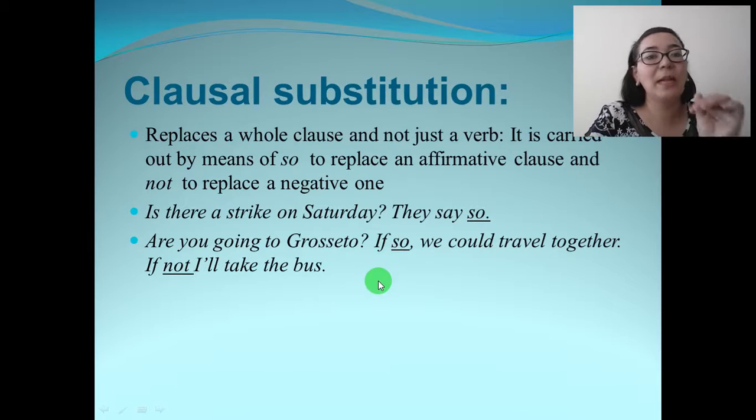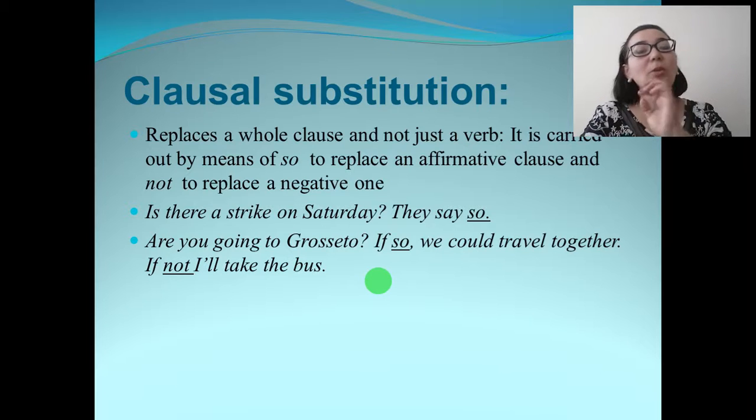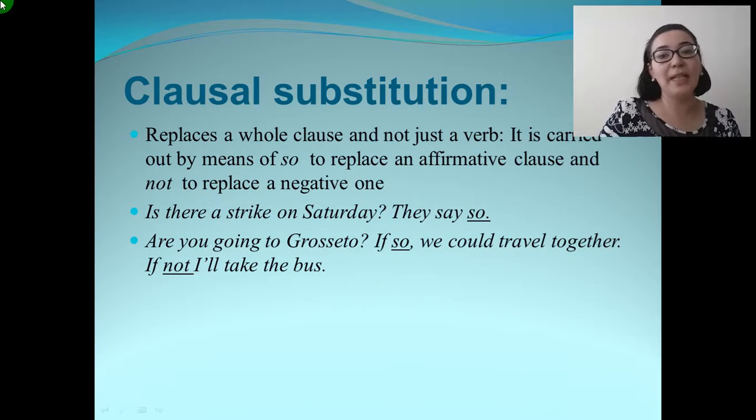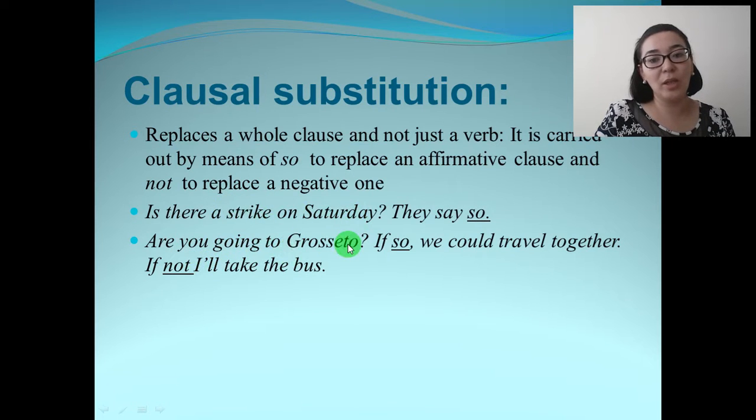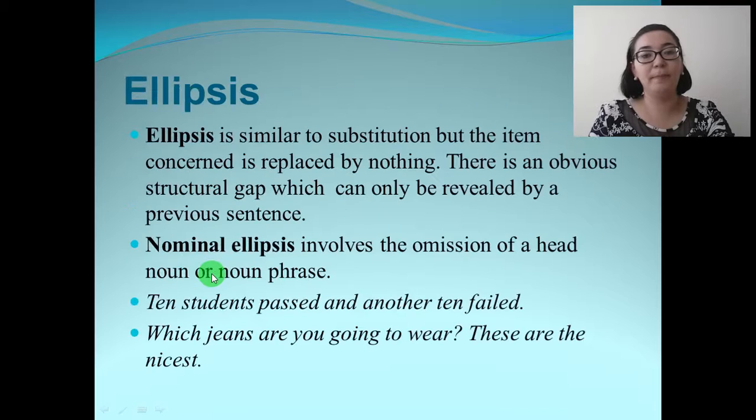Clausal substitution replaces a whole clause and not just a verb or noun. It's carried out by means of "so" to replace an affirmative clause and "not" to replace a negative one. Is there a strike on Saturday? They say so. "So" here substitutes "there is a strike on Saturday". Or, are you going to Grosseto? If so, we could travel together. "So" here substitutes "if you are going to Grosseto". If you are not going to Grosseto, I will take the bus. Here "not" substitutes "if you are not going to Grosseto".